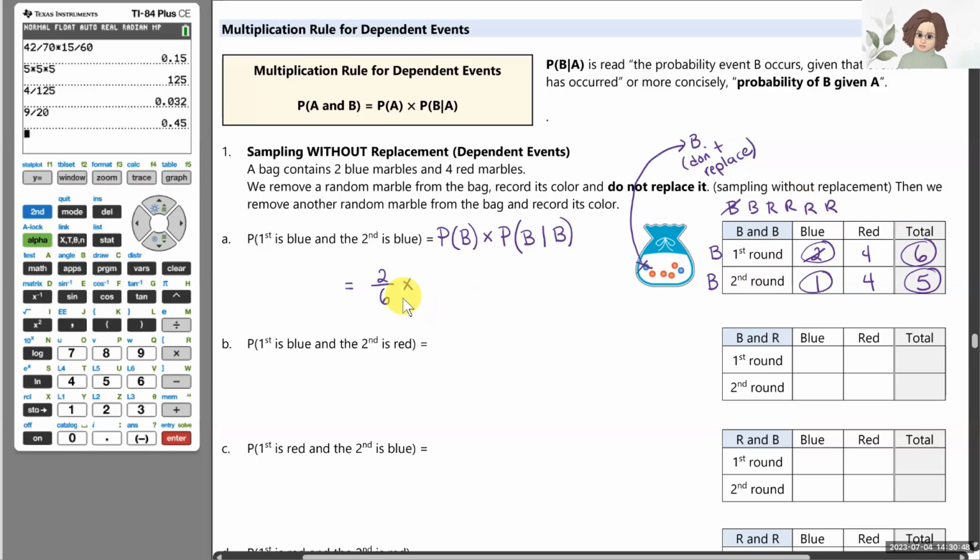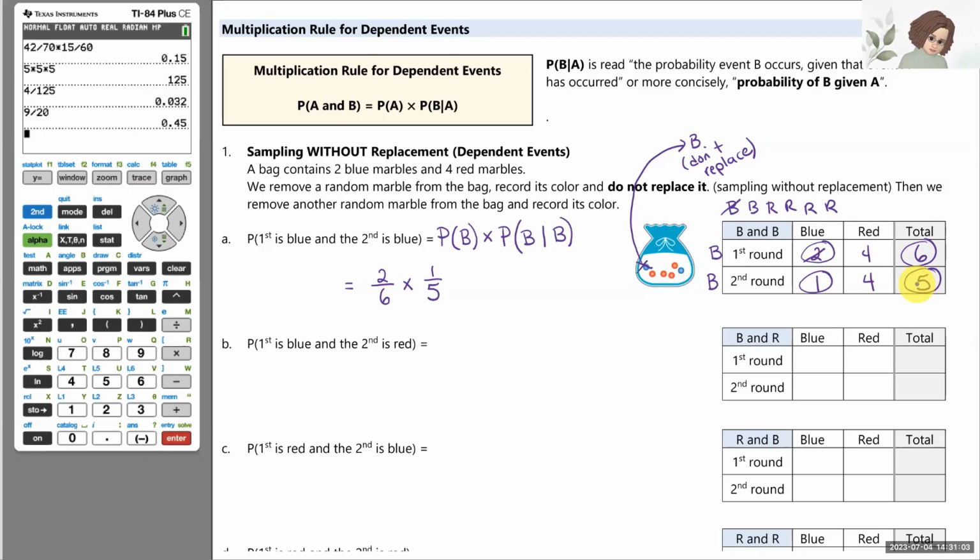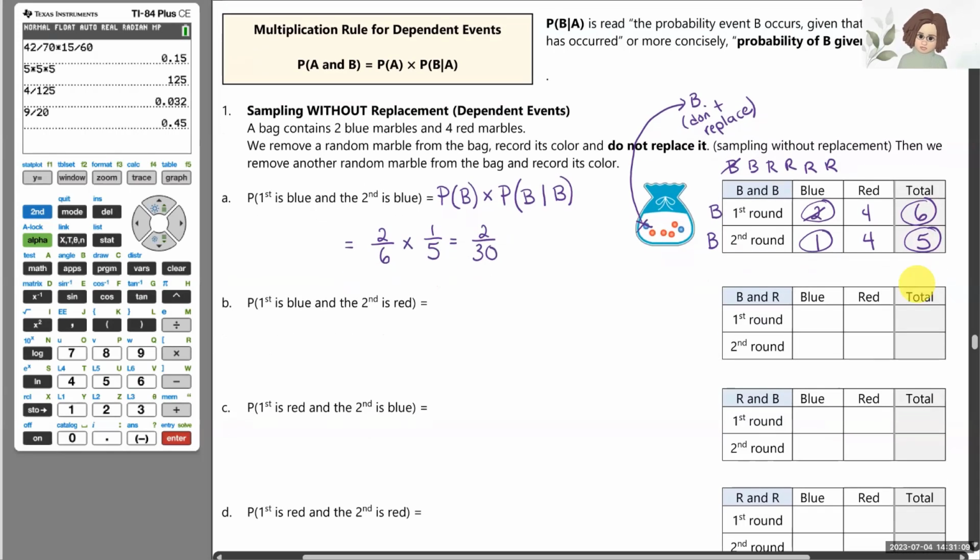Now, what is the probability of getting another blue one, given that that first one was blue? So that's what the table sets up for you. So knowing I took out a blue one, the probability the next one is blue is 1 out of 5. And then I'm just going to multiply and leave this as a fraction. So 2 out of 30. We don't need to reduce or anything here.